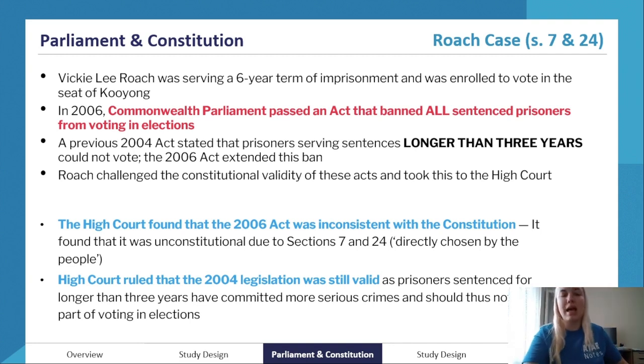So Roche obviously was able to achieve a great thing and empower other prisoners, but Roche was still unable to vote because Roche was serving a 6-year imprisonment term. So in this case, due to the High Court's constitutional interpretation, the powers of the Commonwealth Parliament were actually reduced, and it was clearly shown through this decision that Commonwealth Parliament can't just legislate as they please with regards to taking away people's powers to vote.